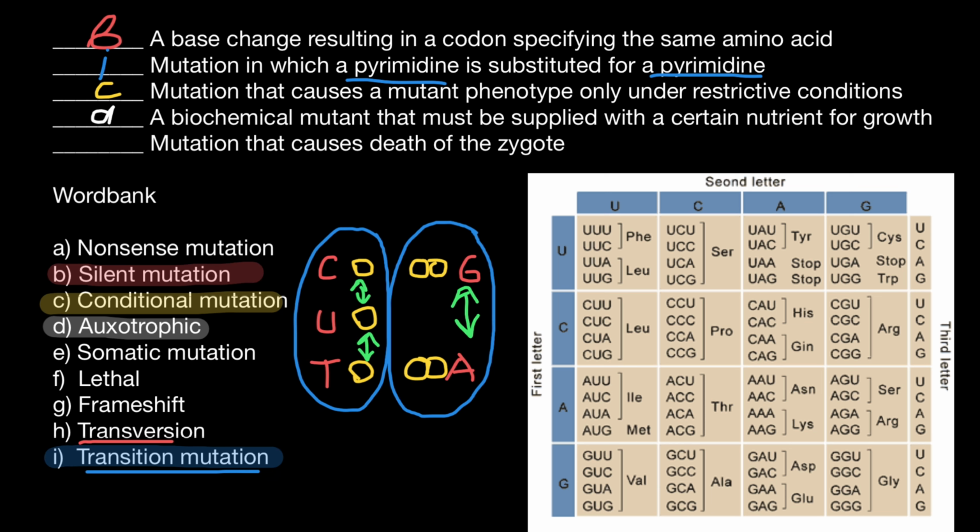And next question, mutations that cause death of the zygote. If an organism would have such a serious mutation, such deleterious mutations that it even cannot be born, this would lead to self-abortion or stillbirth, then in this case we call such a mutation a lethal mutation. So as you see, this is answer F.